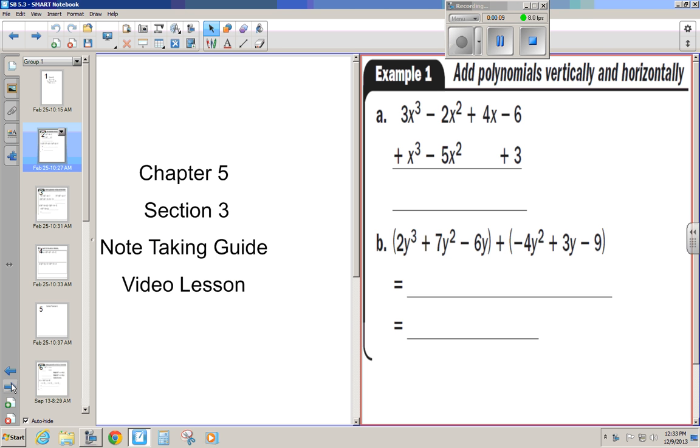Alright, to begin with, there are two ways you can set up these problems. And honestly, you can choose whichever way works better for you. I'm going to show a lot of vertical and horizontal, but really, you need to choose one and make sure you understand one over the other.